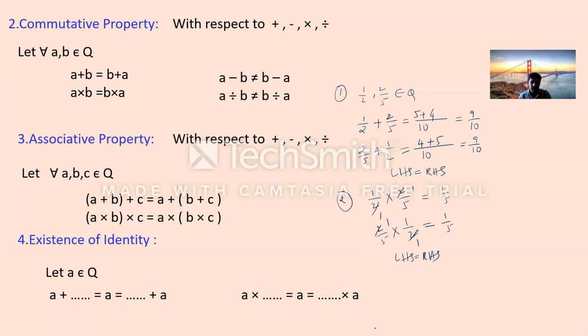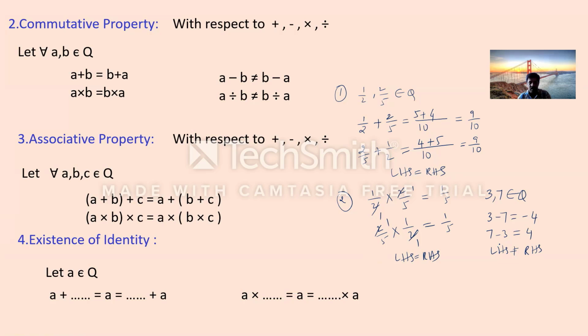Now we will verify whether rational numbers satisfy commutative property with respect to subtraction. For example, if you take 3 and 7, which are rational numbers. Now 3 minus 7 is minus 4, whereas 7 minus 3 is 4. If you observe this, LHS is not equal to RHS. From this, we can conclude that rational numbers won't satisfy commutative property with respect to subtraction.